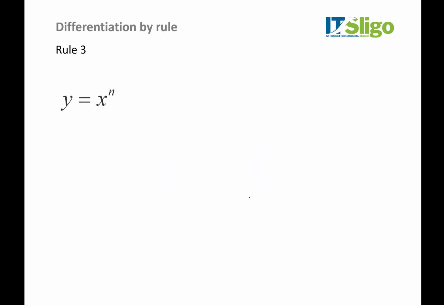Third rule. This for scientists is probably our most important rule, because if you remember, we've recently been looking at linear functions, quadratic functions, cubic functions. We also looked at reciprocal functions. So each of these is determined by the value of n. So for us as scientists, this is a particularly important derivative rule or differentiation rule. And the derivative looks like this.